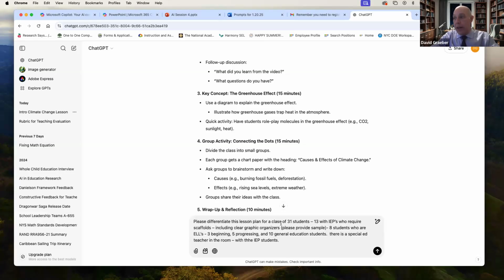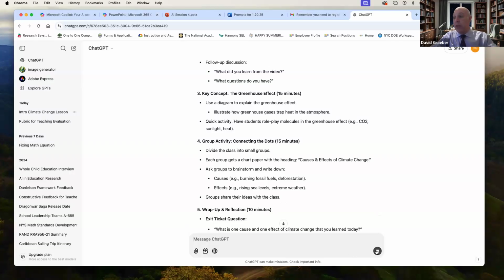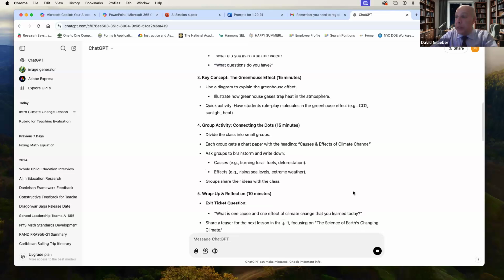In fact, my class is 31 students, 13 of them have IEPs, which means it's an ICT classroom. We need some clear graphic organizers to scaffold work. We have 8 students who are ELLs, English language learners, 3 are beginning, 5 are progressing, and 10 general education students in the classroom. There is a special ed teacher in the room with the IEP students, right? So this is a little bit more information for my tool. Let's see what it does.